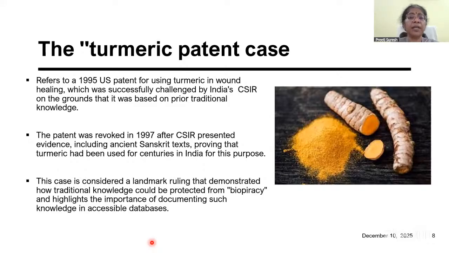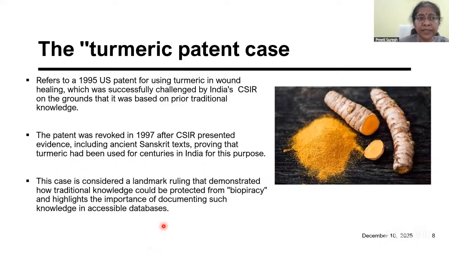And it was on this ground that, under the leadership of Professor R.A. Mashelkar, who was the Director General of the CSIR at that time, he successfully challenged this US patent on the grounds that this was not something new, but was based on traditional knowledge. Ultimately, this was revoked in 1997, and as evidence, the CSIR gave over 32 references, including many ancient Sanskrit texts, which proved that turmeric has been used in India for centuries for this very purpose. So, with these two cases, you can say that these are landmark rulings which demonstrated that traditional knowledge could be protected from biopiracy.